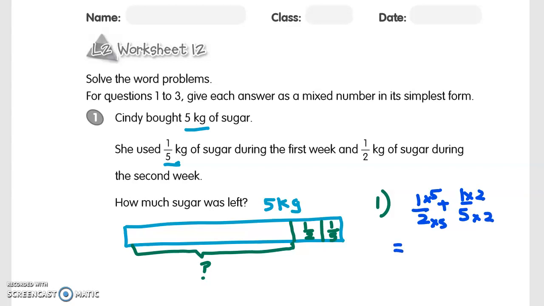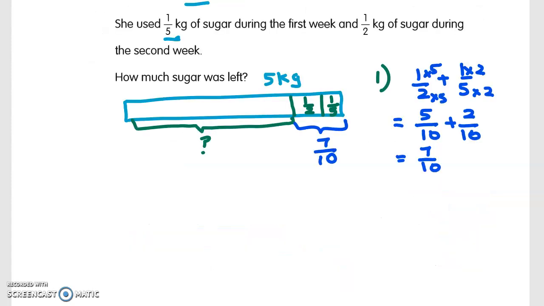Okay, so the like fraction will be 5 out of 10 plus 2 out of 10. We will get 7 out of 10. So she used 7 out of 10 kg of sugar for the first and second week. For step 2, now that we know you have used 7 out of 10 kg, we would like to find out what is the remaining. So this is step 2.